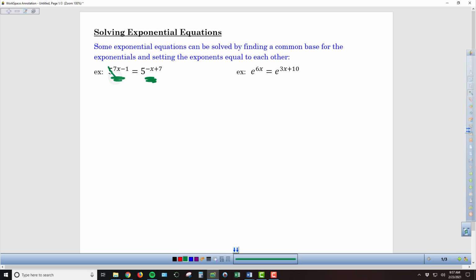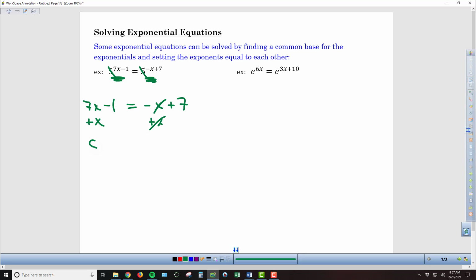So we can essentially just forget about the bases and then just take those exponents and set them equal to each other. So we've got 7x minus 1 from the left-hand side has to be equal to negative x plus 7 on the right-hand side. Again, this technique only works if the two bases are identical, which in this case they are. And so then we just end up with a pretty ordinary equation where we're just going to add x to both sides.